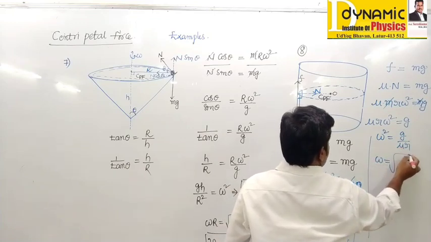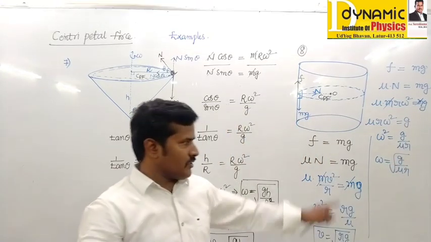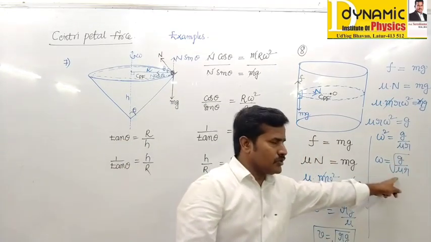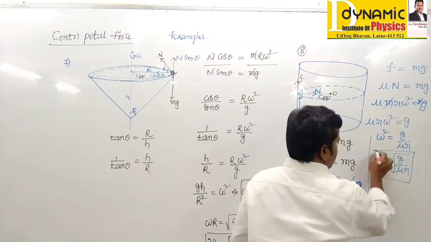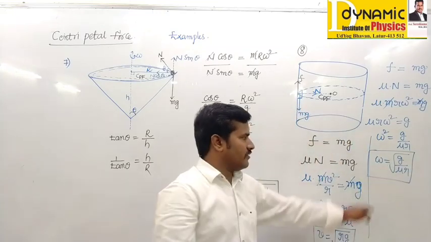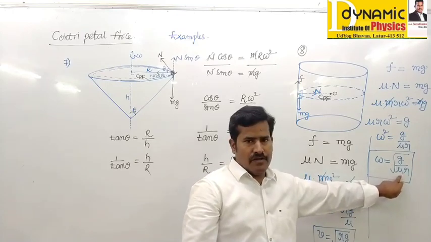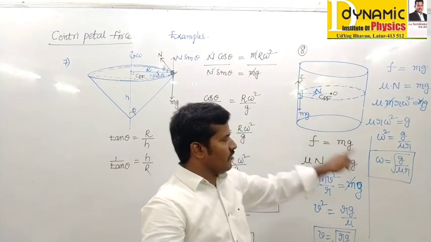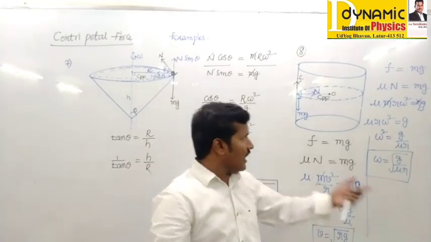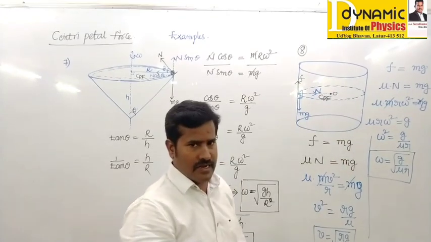Omega equals under root of g by mu r. So this is the angular velocity: omega equals under root g upon mu into r. Mu indicates the coefficient of friction of this surface, and r is the radius of this circular path.